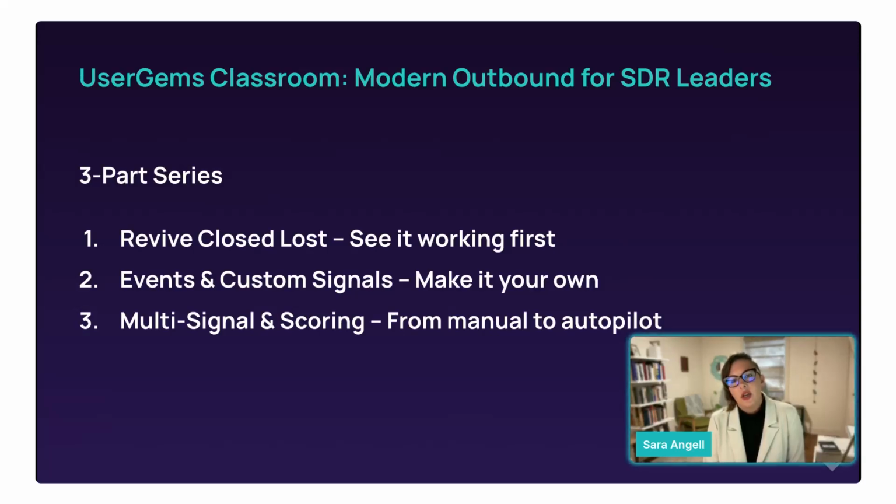Then class 2 is going to be more around events and custom signals. We'll take data from event attendees as well as no-shows and turn that into repeatable plays as well. Class 3 is going to be the nerdiest class of all. They get a bit more complex as we go along. So class 3 is going to be more about account scoring and multi-signal automation. And I'll show you how we build a truly autopilot motion here and how scoring plays into that.